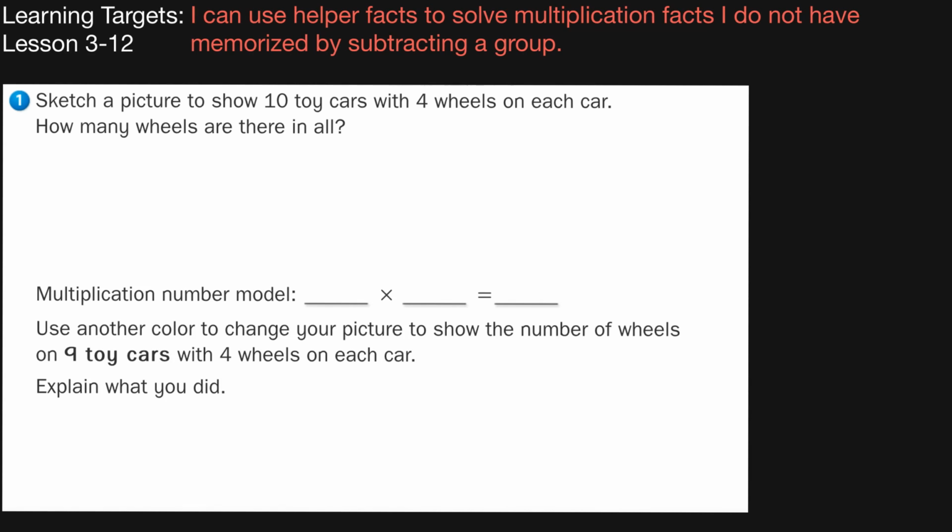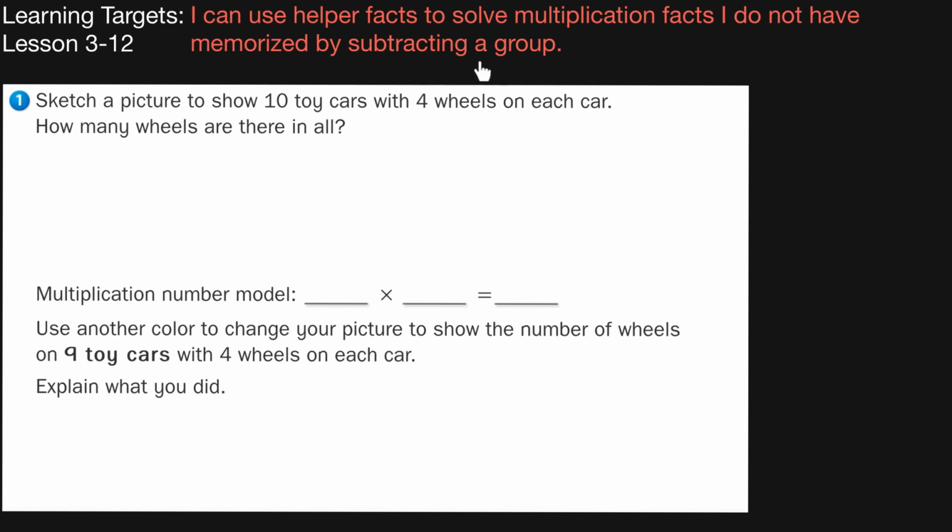All right, class, and welcome to lesson 3-12. We're going to be using a very similar strategy to yesterday. The I can statement and their learning target is very similar, so let's look at it. I can use helper facts to solve multiplication facts I do not have memorized by subtracting a group.